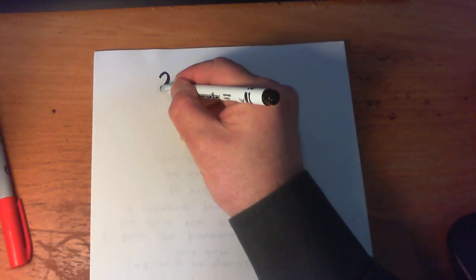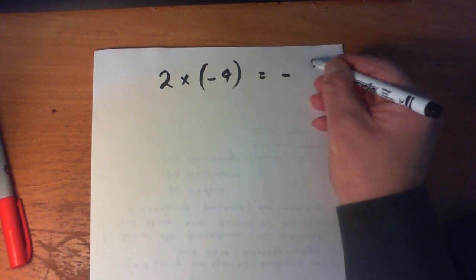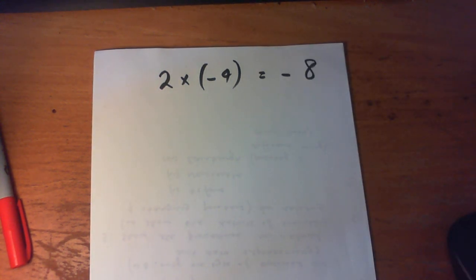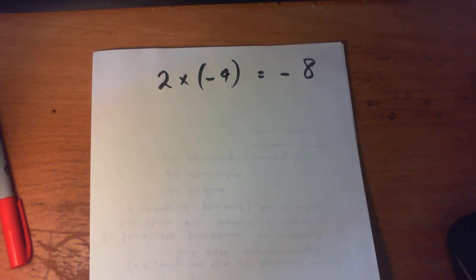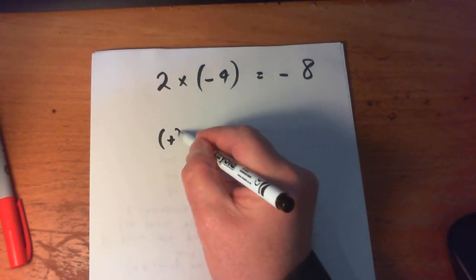Now, if I want to have a look at things like, I don't know, 2 times minus 4, things like that. Multiplication, mixing of positive numbers and negative numbers. Now, there is a specific rule here.